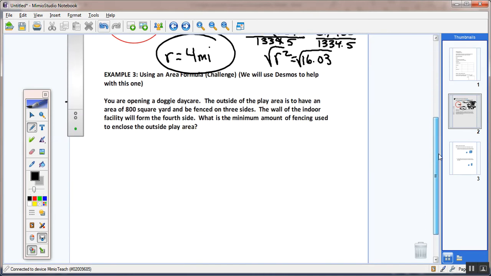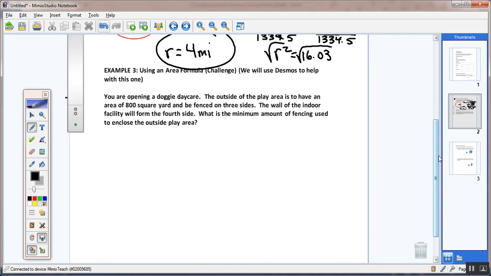Take a look at this next one. Example 3. This is a toughie. It says using an area formula. I'm telling you, this problem is what type of problem? Challenge. I want you to understand you're going to use decimals to help you out. So if you want to get into your Chromebook and look at decimals, great. I'm going to have it up there as well. Let's see if we can work our way through this. Example 3, using an area formula. Let's challenge ourselves a little bit. Volunteer to read that for me, please.